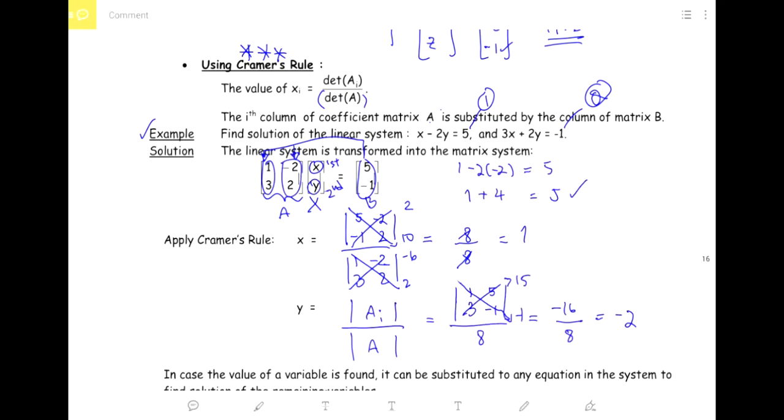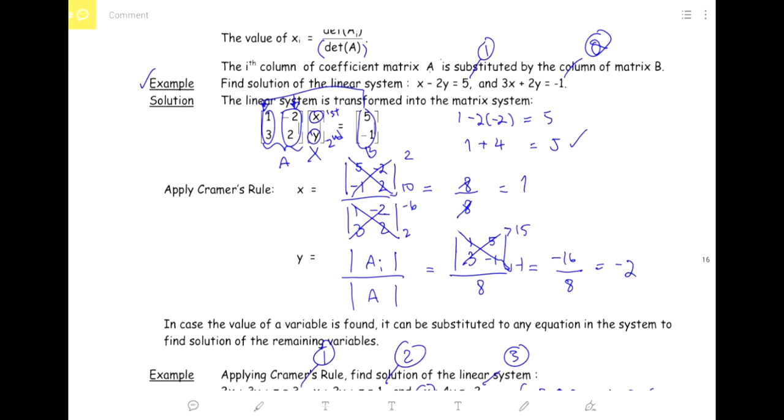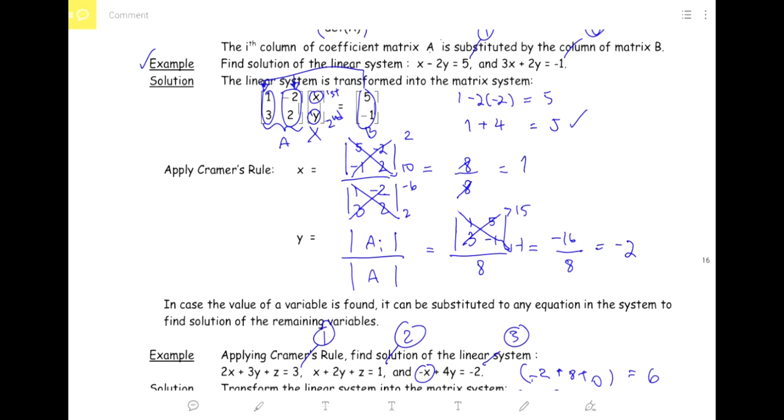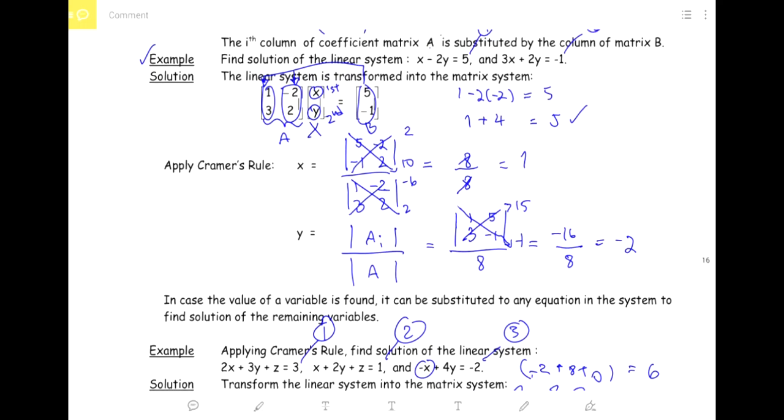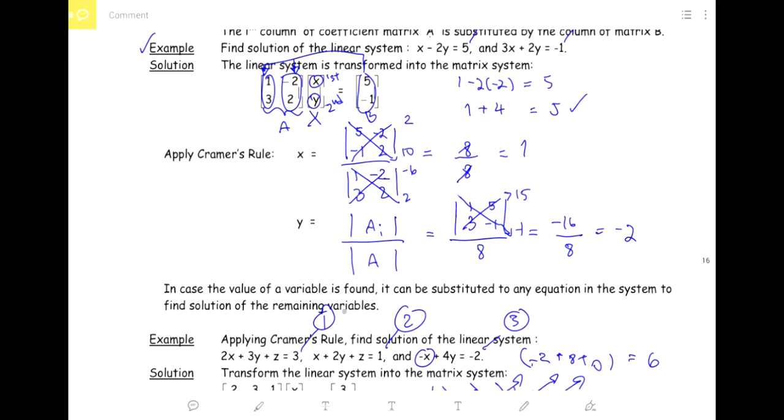Okay, so this is Cramer, right? This is so fantastic. This is so beautiful. If you apply it in your exam, when you do it, you can save a lot of time. You can really save a lot of time. And what is it here, right? It says in case the value of a variable is found, then it can be substituted in any equation in the system to find the solution of the remaining variables.